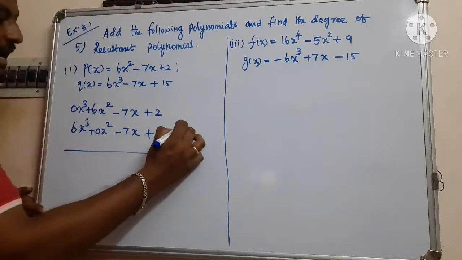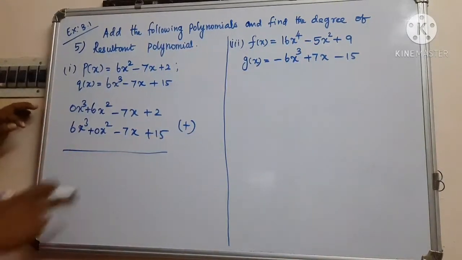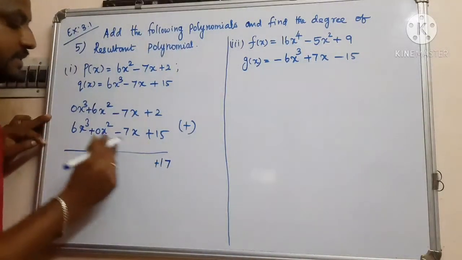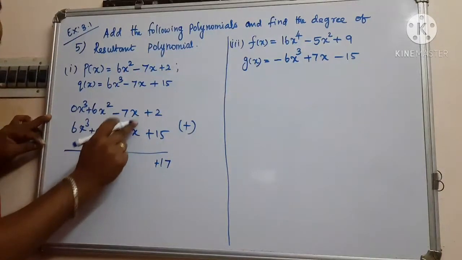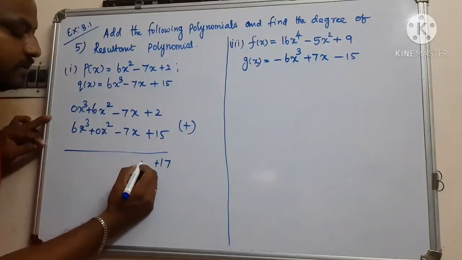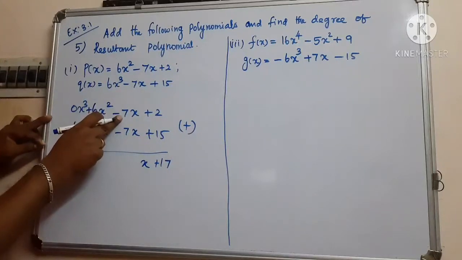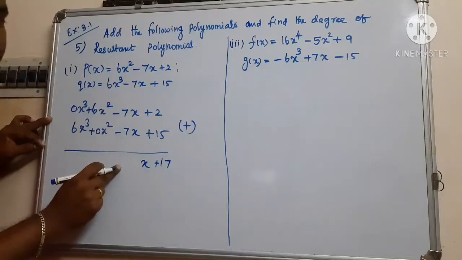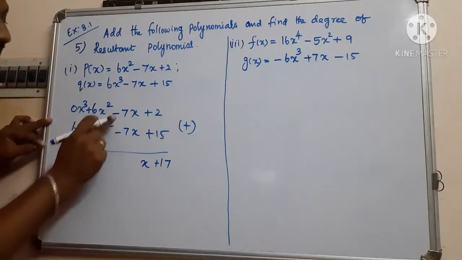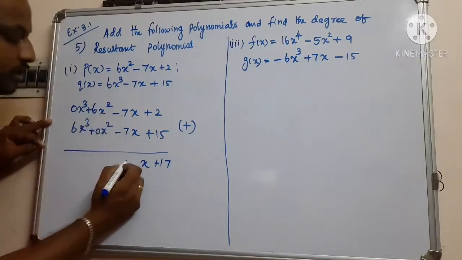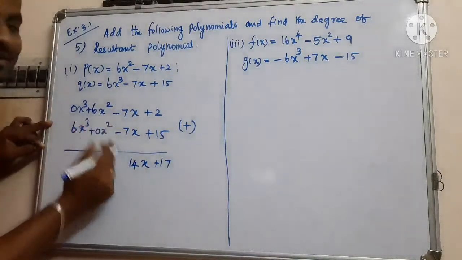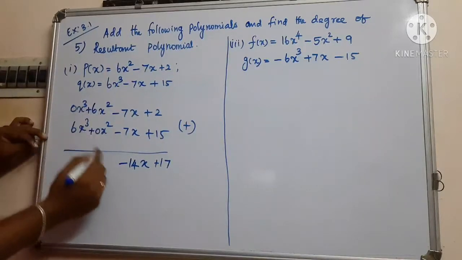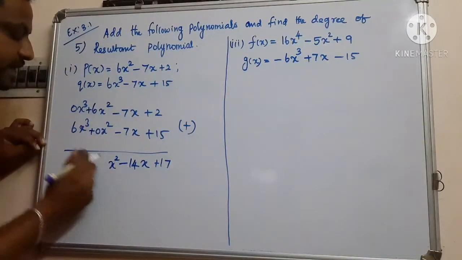So you have to add directly: 15 plus 2 is 17. Minus 7, variables remain the same, so x is a common variable. Minus 7, both are the same symbols, so you have to add the numbers and represent the symbol. So 7 plus 7 is 14, and since both are minus symbols, you have to write the negative symbol. And then x square is a common variable, so you have to write x square.